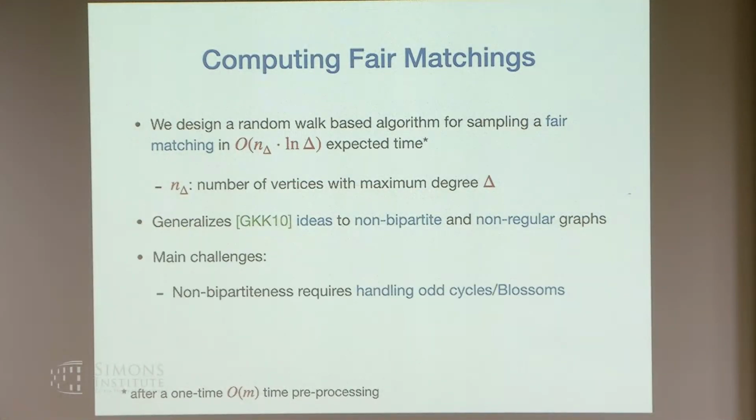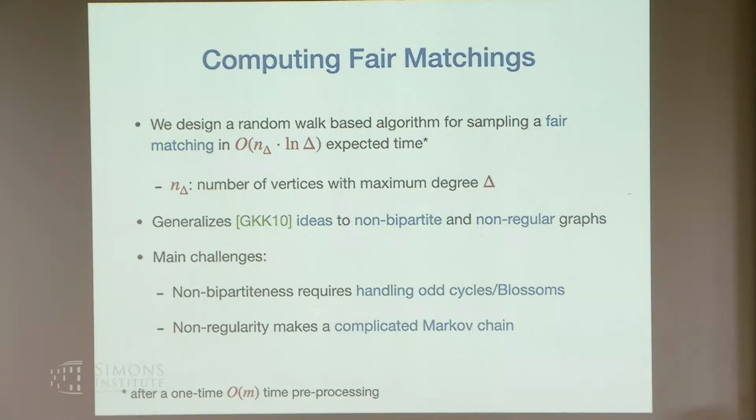And there are a bunch of challenges. If you have non-bipartiteness, now you have to handle odd cycles and blossoms. If it's not regular, Akash was saying that the Markov chain you're getting is not a good Markov chain. It does not necessarily have the same in-degree and out-degree.